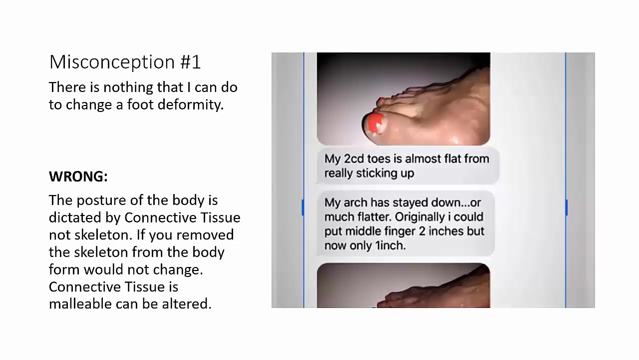So there's nothing you can do to change a foot deformity, and that's wrong because the posture of the body is dictated by connective tissue, not skeleton. So if you remove the skeleton from a body, the form of that body would not change, and connective tissue is malleable and can be altered. The example I like to use for this is fish. If you debone a fish, the fish doesn't lose its form. It maintains its form, whether or not it has bones or not. That's connective tissue. So a lot of people think, oh, it's a skeleton, there's nothing I can do about that. Yes, you can change it.